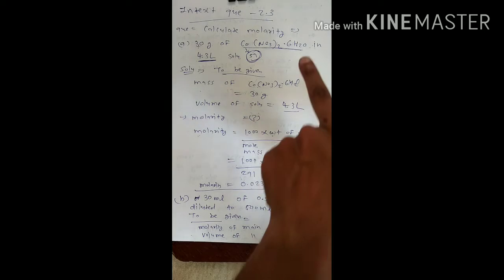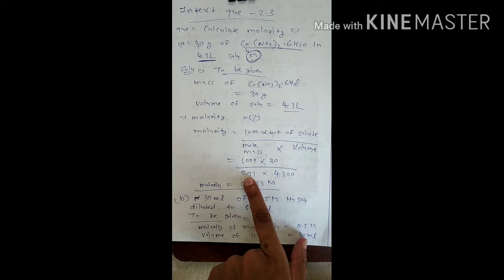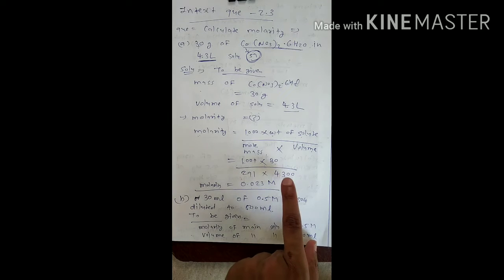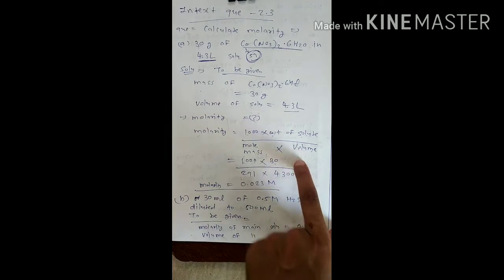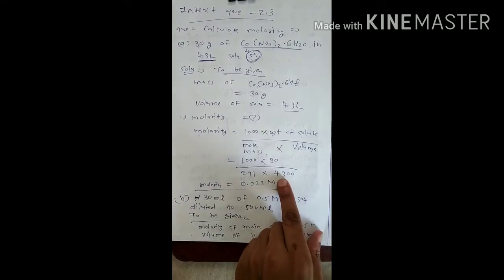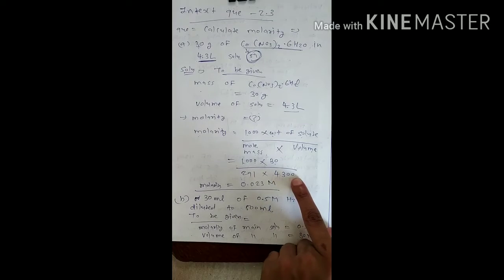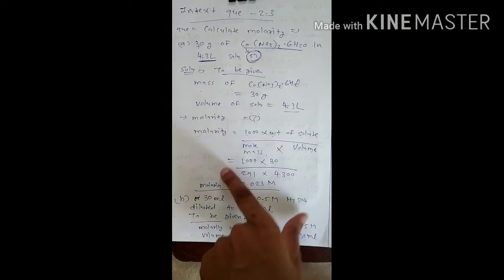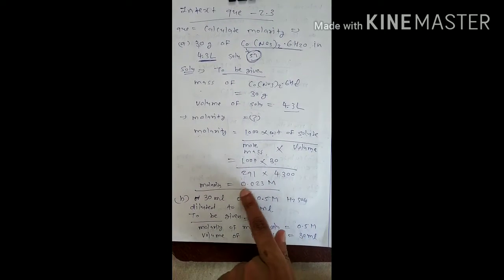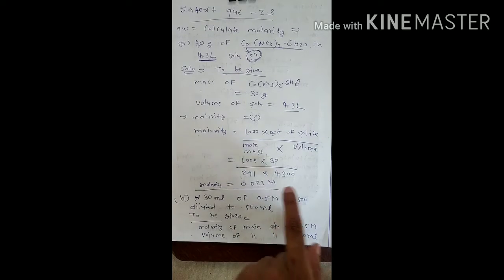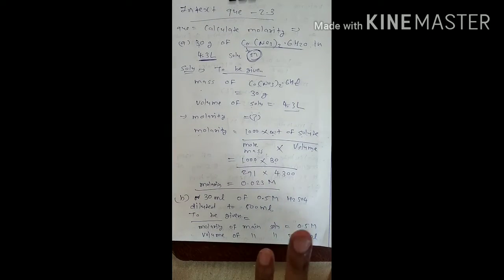Now molecular mass you will get 291, into volume in ml. So convert 4.3 liters into ml, you will get 4300 ml. By calculating this you will get 0.023. Please do calculate in your calculator. Maybe there is a mistake in my calculator, so please calculate once in yours.